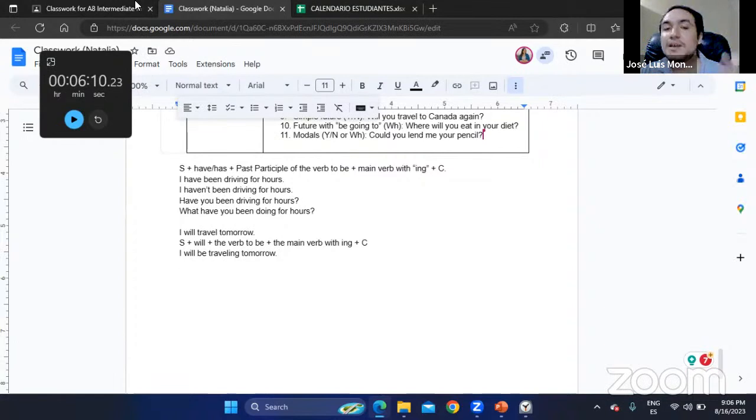Only the base form. And if the verb to be is in the base form, then you need the main verb with ing. All right, so again, if you analyze it, the verb is in past participle. Only use the verb in past participle when you are talking about the present continuous tense.